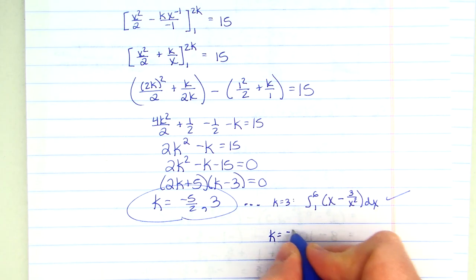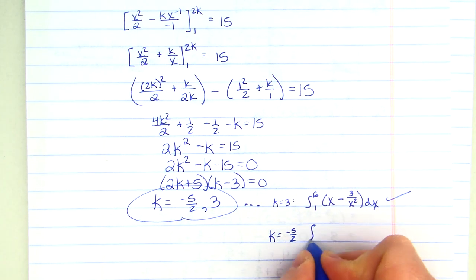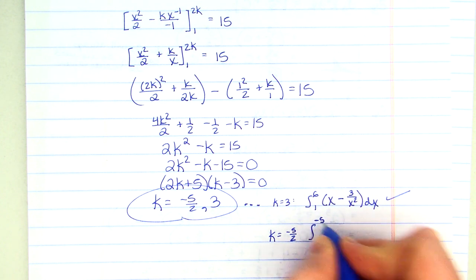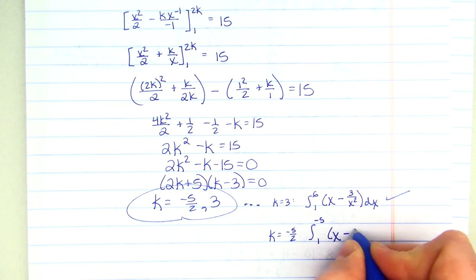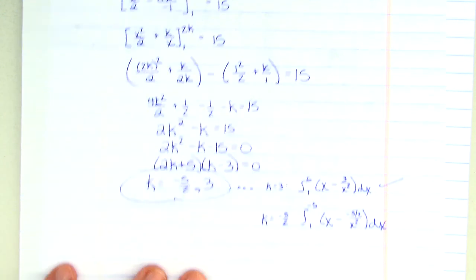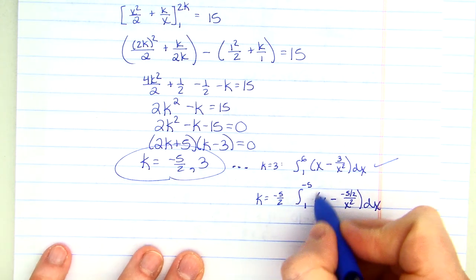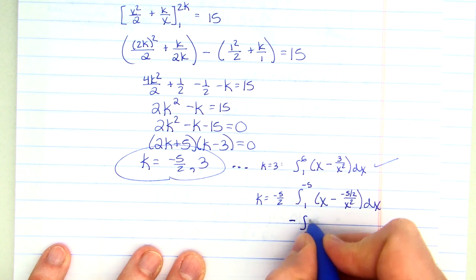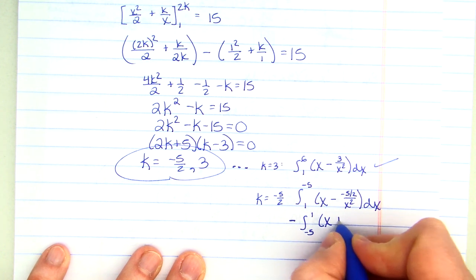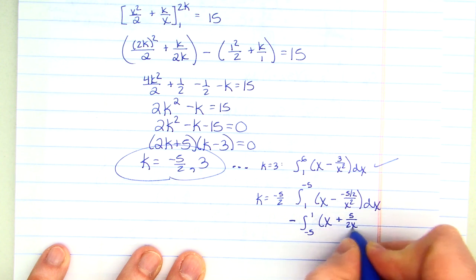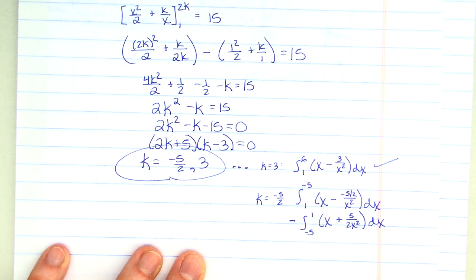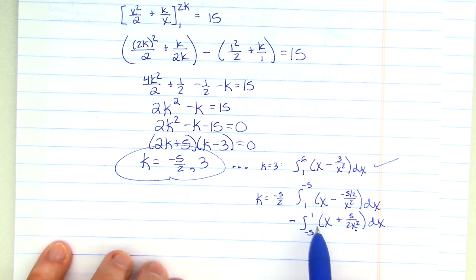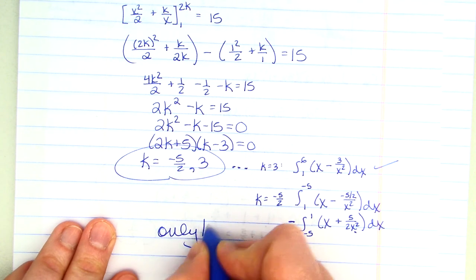But if you try k equals negative 5/2, you're going to get the integral from 1 to negative 5 of x minus negative 5/2 over x squared dx. This doesn't look great, so let me do some changes to this. First of all, I can switch the limits of integration. If I make my answer negative, I can say negative the integral from negative 5 to 1 of x plus 5 over 2x squared dx. I've got a problem at x equals 0, and this time 0 is in my interval. So really, the answer is only k equals 3.